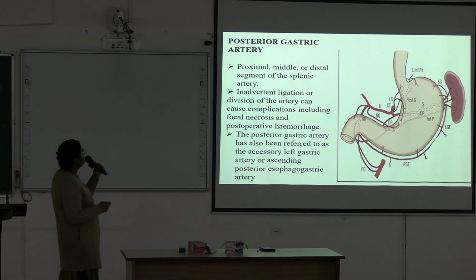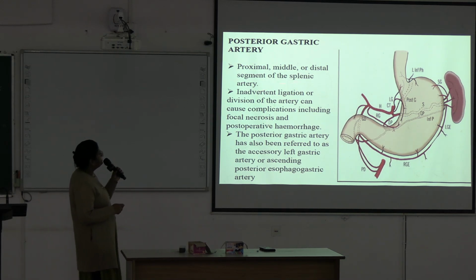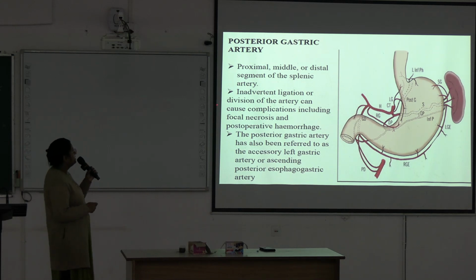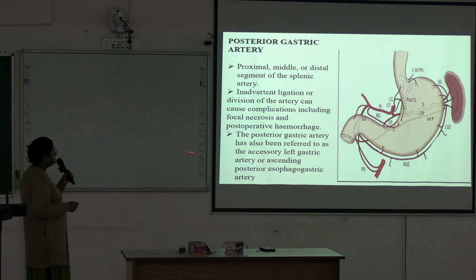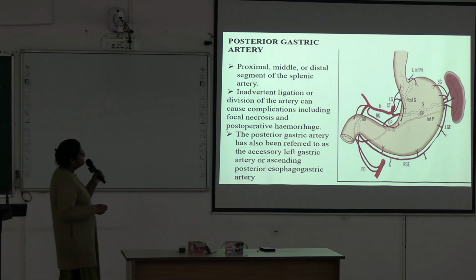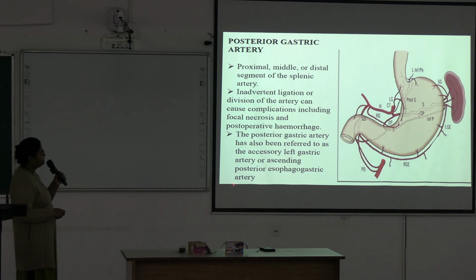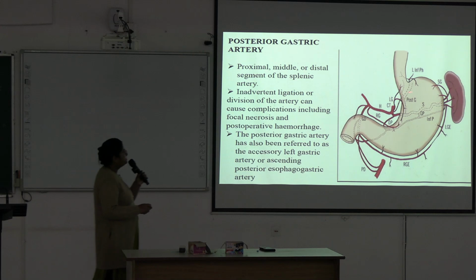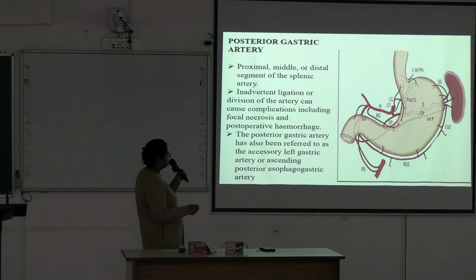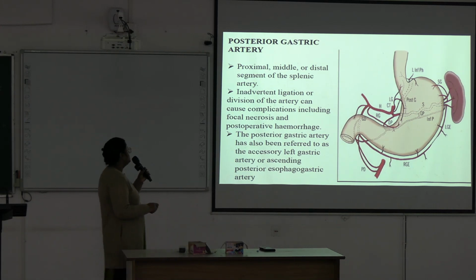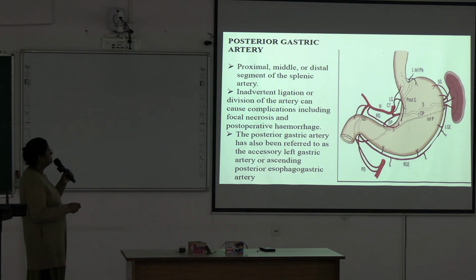So, the posterior gastric artery arises from the proximal, middle, or distal segment of the splenic artery. Inadvertent ligation or division of the artery can cause complications including focal necrosis and postoperative hemorrhage. The posterior gastric artery has also been referred to as the accessory left gastric artery or ascending posterior esophagogastric artery. Okay. So this one is the posterior gastric artery arising from the splenic artery. And this is the surgical importance: there is a chance of postoperative hemorrhage.